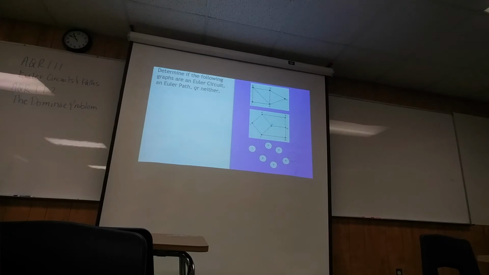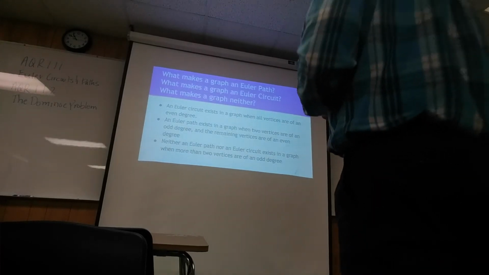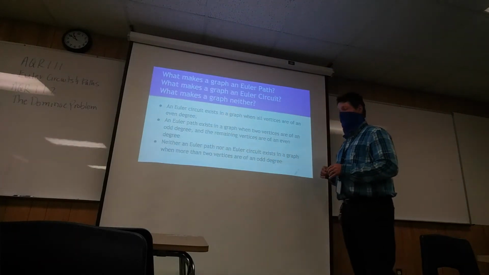Alright. Determine whether the following graphs have an Euler circuit or Euler path. We already did that. What makes a graph an Euler path? What makes an Euler circuit? And what makes a graph neither? An Euler circuit exists in a graph when all vertices have an even degree. What is a degree? We'll talk about that in a second. An Euler path exists in a graph when two vertices are of an odd degree and the remaining vertices are of an even degree. Neither Euler path nor circuit exists when more than two vertices are of an odd degree.